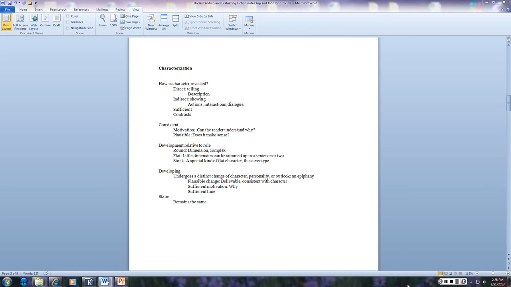They're typically minor characters who play some purpose, but they're not central to the story. And then a stock character is a special kind of flat character, the stereotype, the nosy neighbor, or the unfaithful friend. We see them and understand them very quickly. They serve a purpose, but is the story populated with stock characters and flat characters, or do we have multidimensional, complex characters that we come to understand?